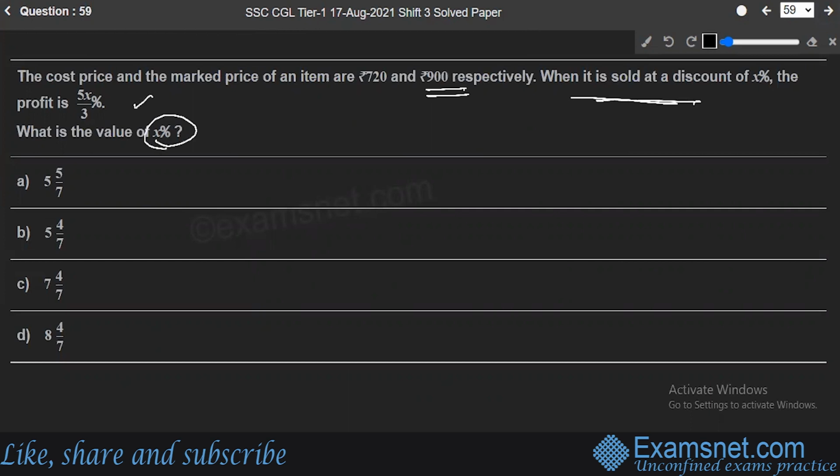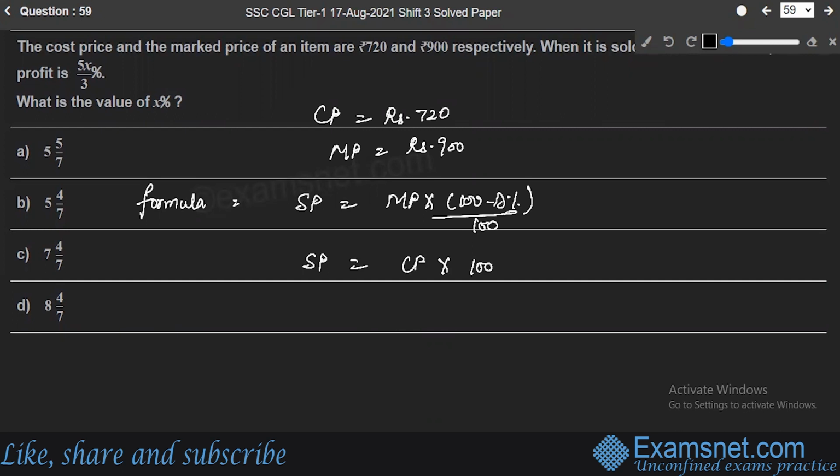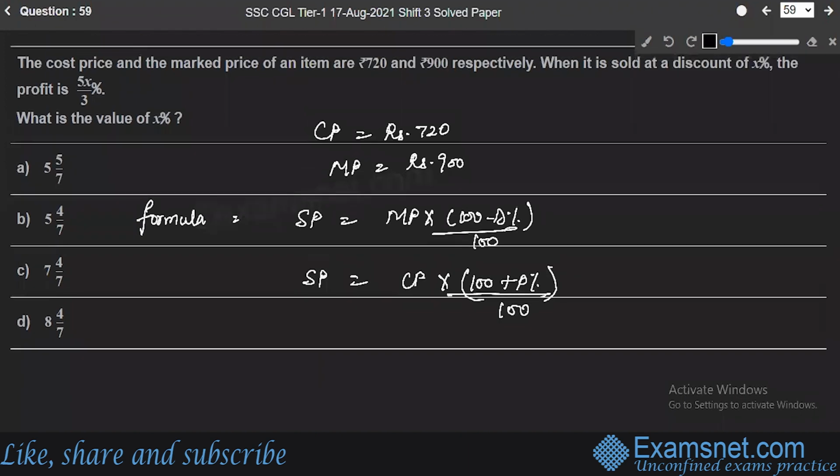You have to find out the value of X%, right? Let's start. In this question, you are given cost price is 720 and marked price is 900. The concepts or formulas to be used are: selling price is equal to marked price into (100 minus discount percent) upon 100, or selling price is equal to cost price into (100 plus profit percent) upon 100. Now in the question, you have to find out the value of X.